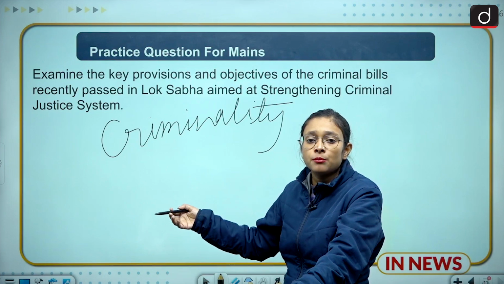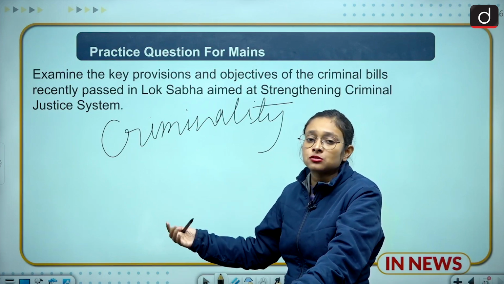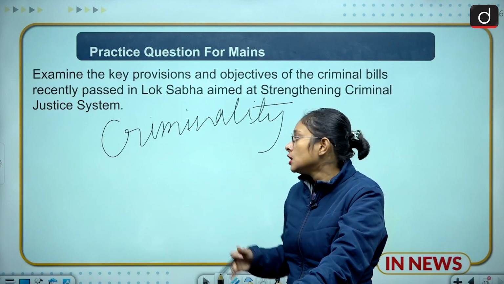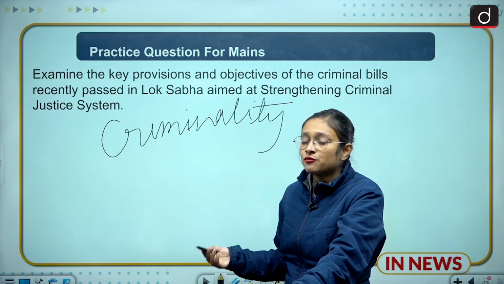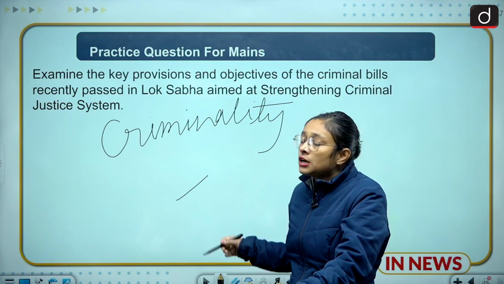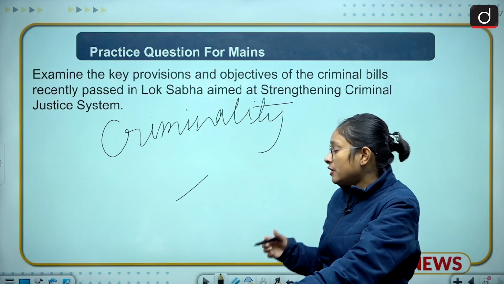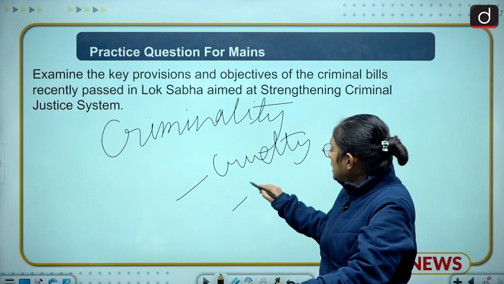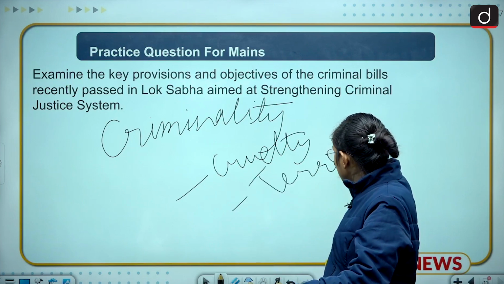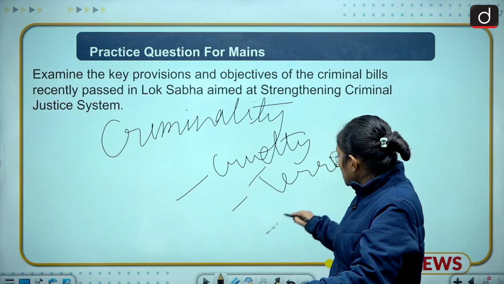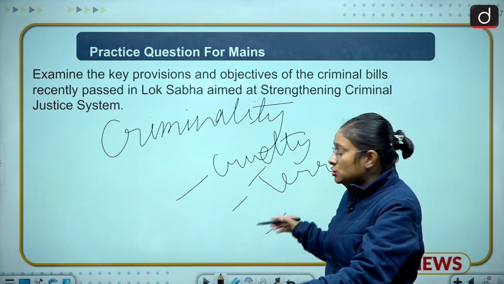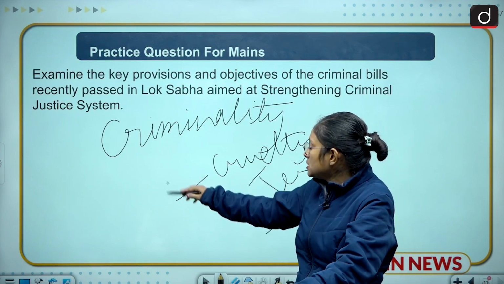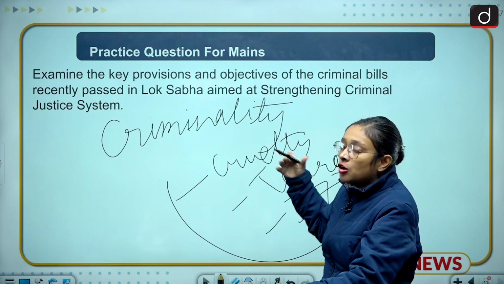Whenever your exam comes, maybe these bills will have become acts, so you have to write accordingly. You don't have to mention the bill there, you have to mention the act. So this will be the background. And then, what are the provisions? The provisions are that we have a redefinition of various things. Cruelty is redefined, terrorist activities are redefined, and we have different rules and regulations for Article 377. So these are the provisions we have included in all three bills.